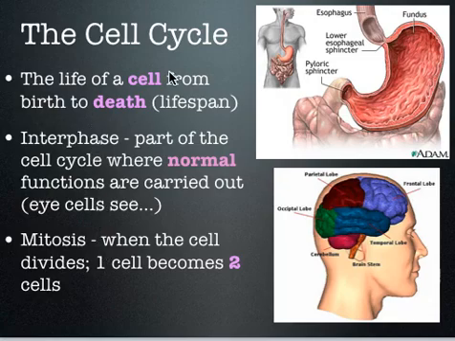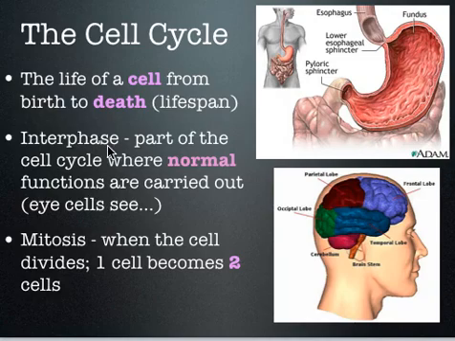First of all, the cell cycle refers to the life of a cell from birth to death. In other words, the cell cycle is to a cell as a lifespan is to a human being. We all have a birthday. We will all have a death date. And the cell cycle is in two parts.